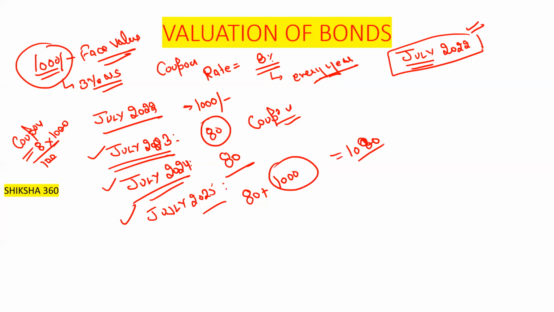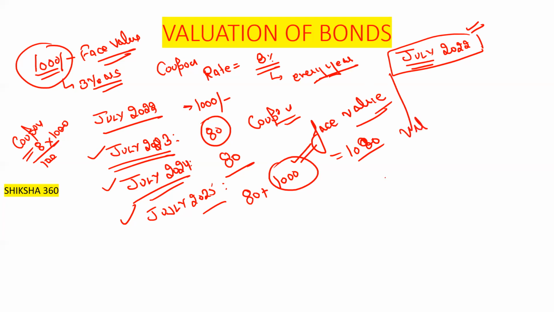So in July 2023, how much amount will you get? The coupon rate is 8%, so 8% of the 1000 is 80 rupees. In July 2024 also 80 rupees, and in July 2025 also you will get 80 rupees, along with the principal, or we can say the face value. This is the amount you will get. This is the valuation.